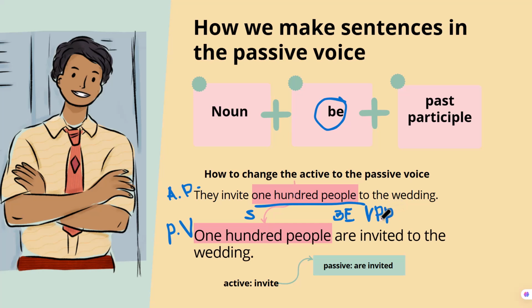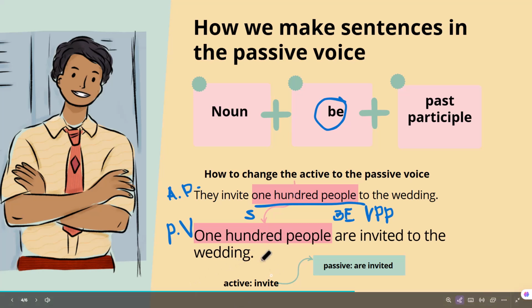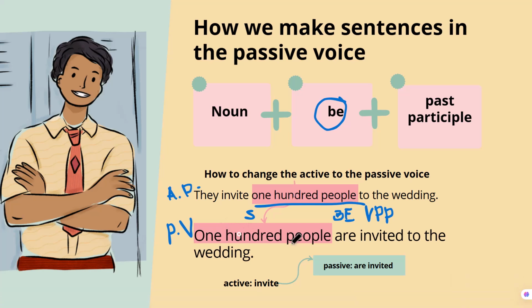Now you may think, so I add ed to all the verbs? No. We need to learn verbs that are regular and verbs that are irregular. So 100 people are invited to the wedding. So active, invite. Passive, are invited. One more time. Here we have the passive, which is 100 people are invited to the wedding. So start thinking about other examples.